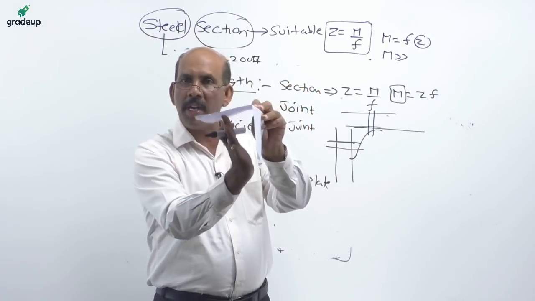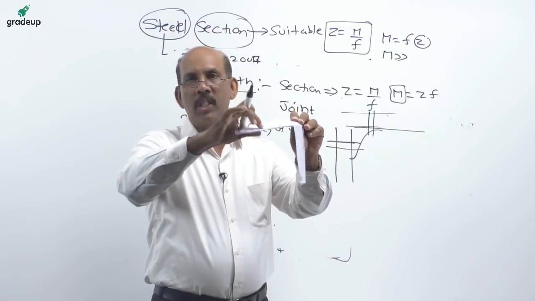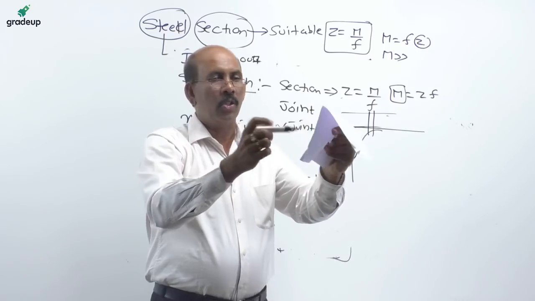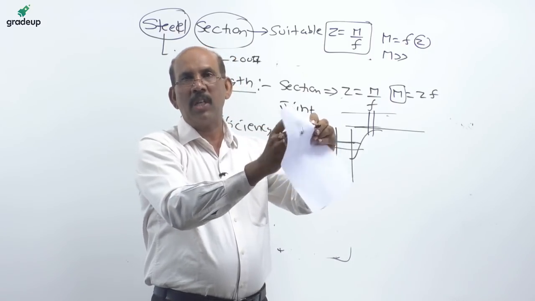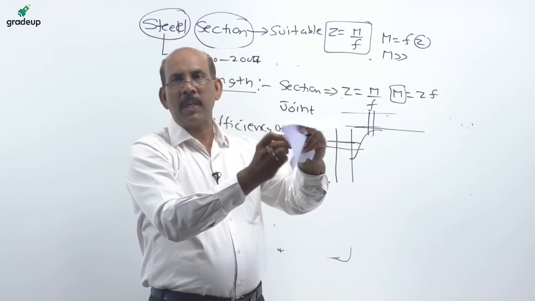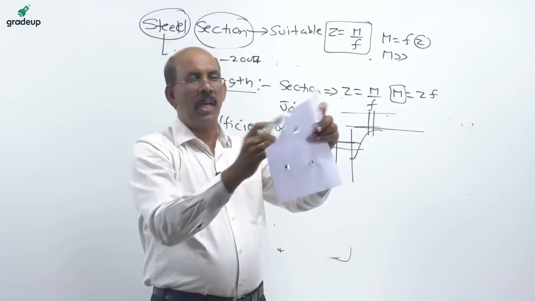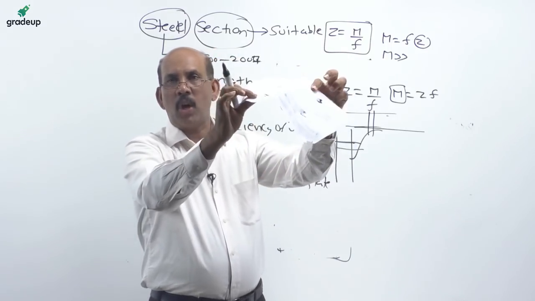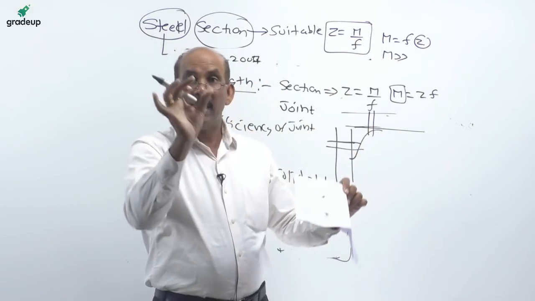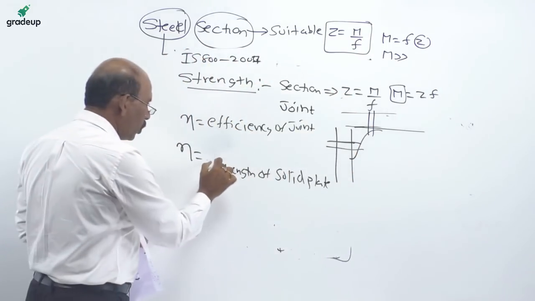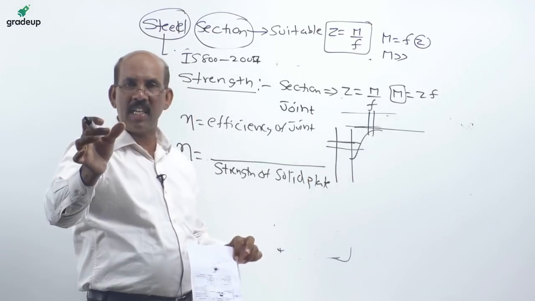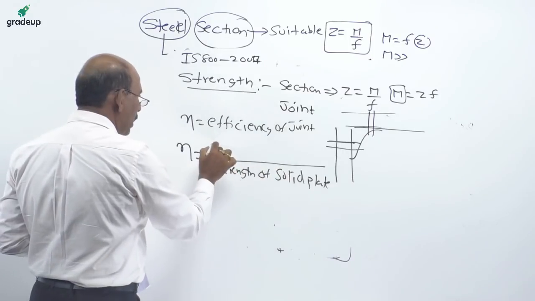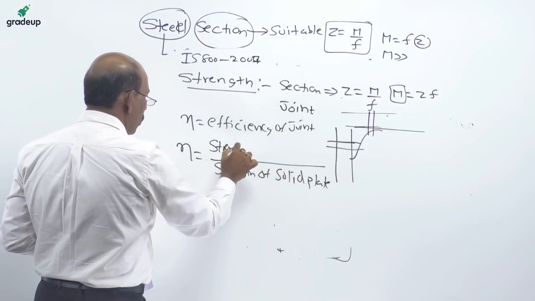To join the connection, I have to make holes to insert either rivets or bolts. Once I make these holes in this paper, you can observe there are holes. Unless I make these holes, I cannot join this to the elements. Therefore, I always calculate the efficiency of the member as the strength of the plate with holes divided by the strength of the solid plate.